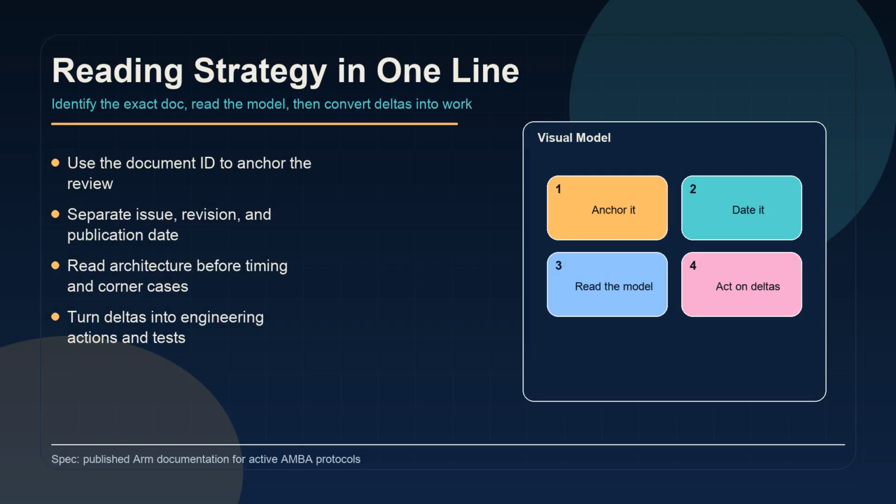The short version is this. Anchor the review on the exact document, separate the issue details clearly, read the architecture before the timing tables, and turn the important deltas into engineering work. That is how a specification becomes something a team can implement with confidence.